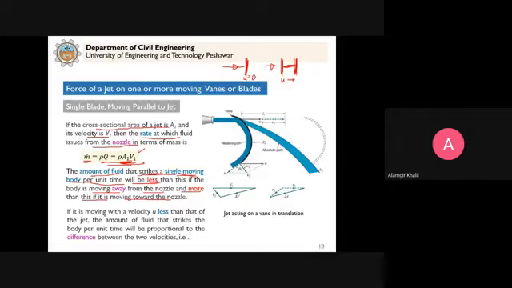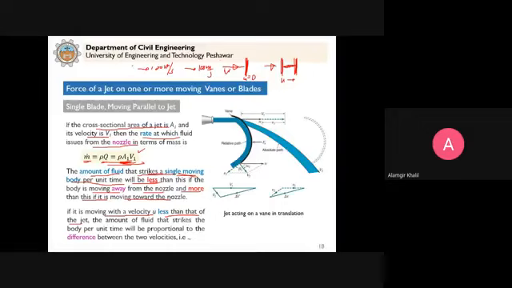So if it is moving with a velocity u less than that of the jet velocity v, then it will hit the plate. But if this body is moving with a velocity equal to or greater than v, it will never hit this plate. For example, one body is moving with 100 meters per second, and it wants to catch another body which is also moving 100 meters per second. Will it catch the second body? No. If it is moving with greater velocity, it can never catch it.